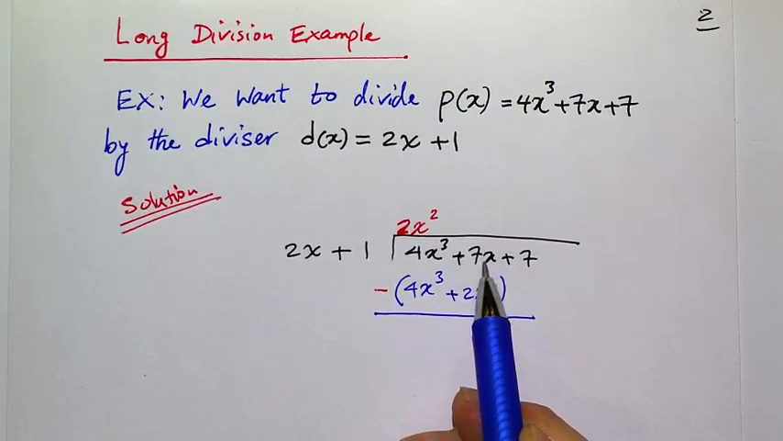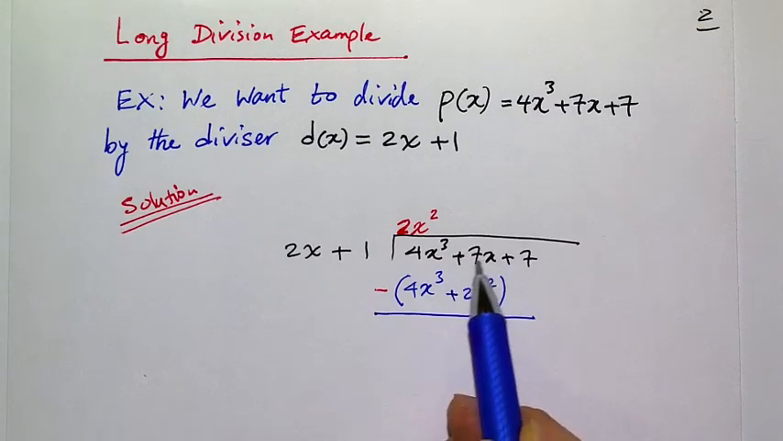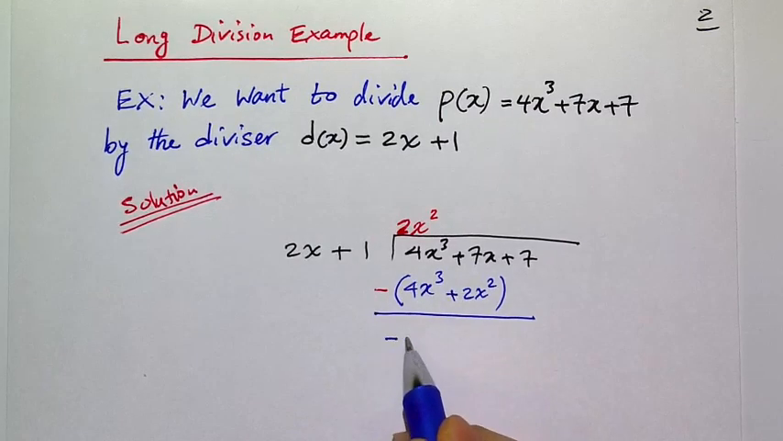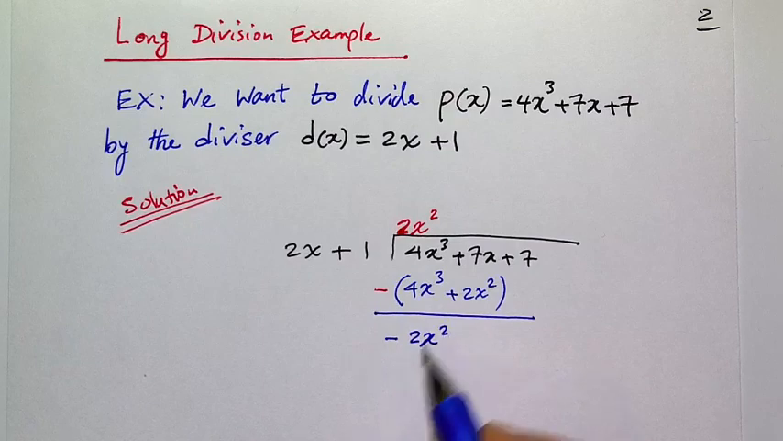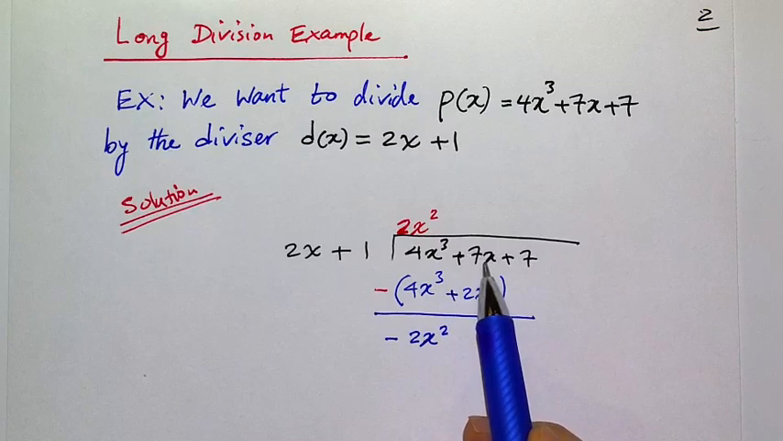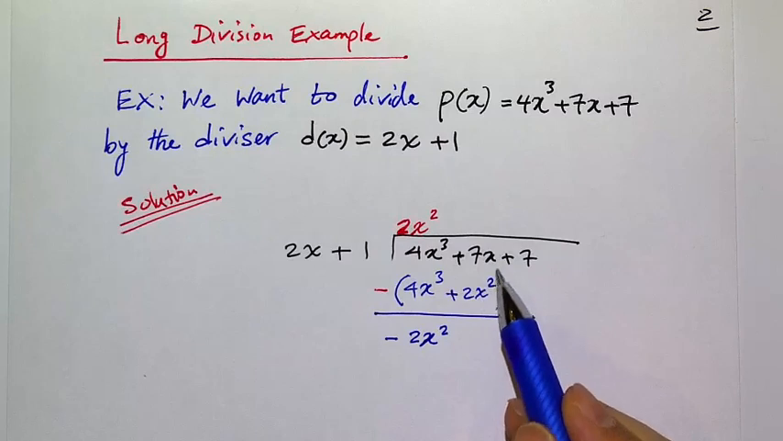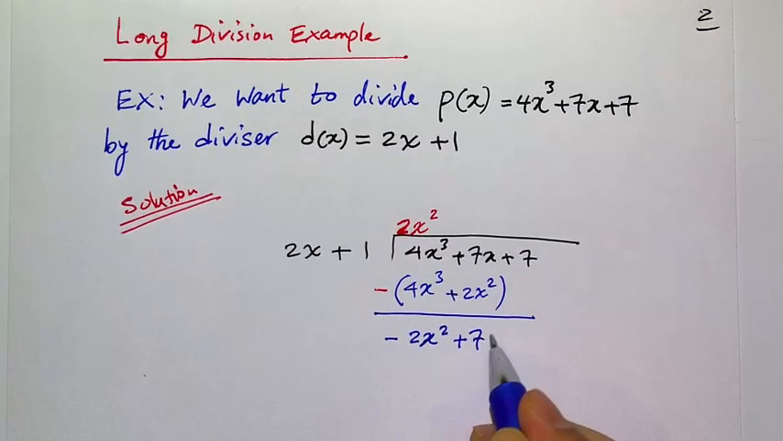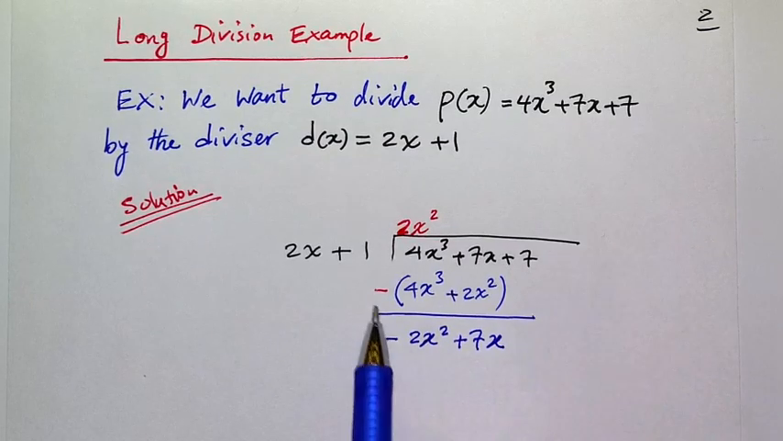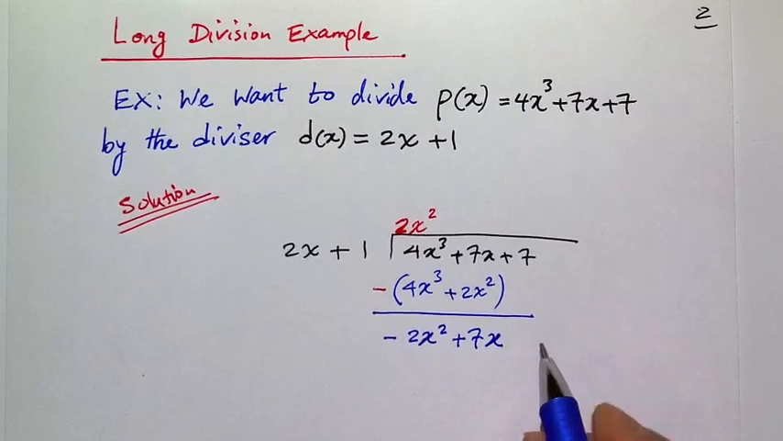We don't have any x squared term in this polynomial, right? So all we have is this minus times that. So we write minus 2x squared. We don't have any x term in this expression. All we have is 7x up here. So 7x minus nothing, which means we have to write the 7x as is down here. And also there is no constant value here, so we can subtract it from 7. So 7 minus nothing, we get 7 itself, right?